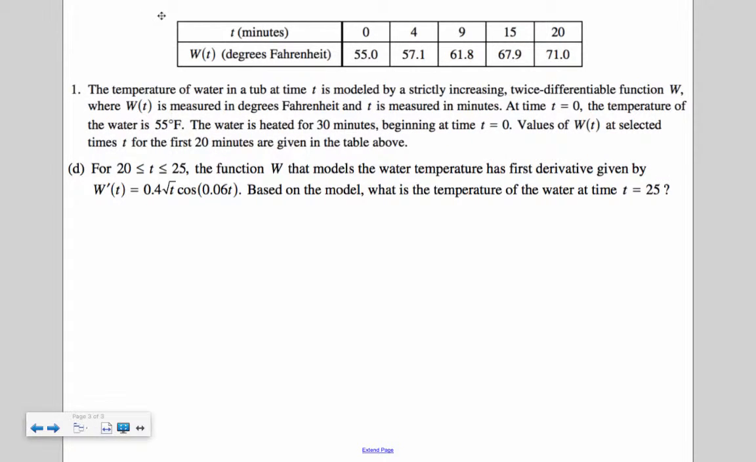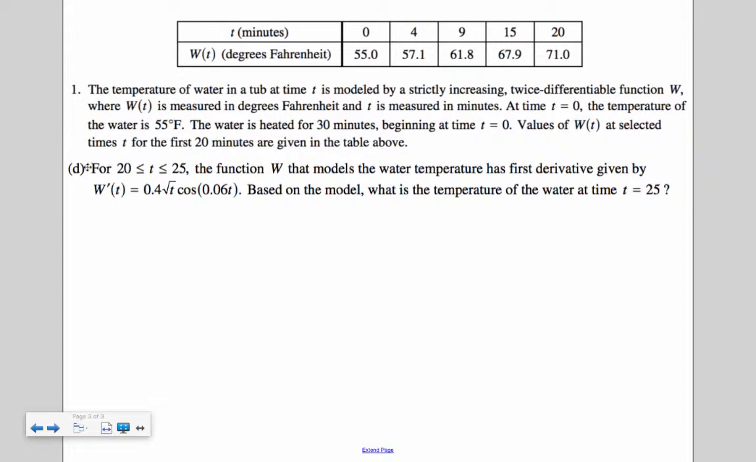This is a tabular data question, and the prompt says the temperature of water in a tub at time t is modeled by a strictly increasing, twice differentiable function w, where w of t is measured in degrees Fahrenheit, so w is an amount, temperature, t is measured in minutes. At time t equals 0, the temperature of the water is 55 degrees Fahrenheit. The water is heated for 30 minutes, beginning at time t equals 0. Values of w of t at selected times t for the first 20 minutes are given in the table above.